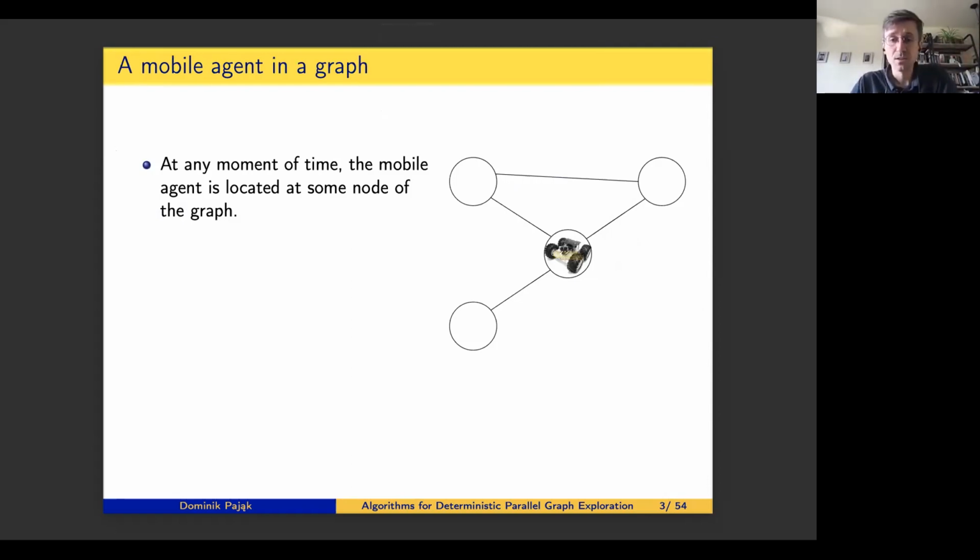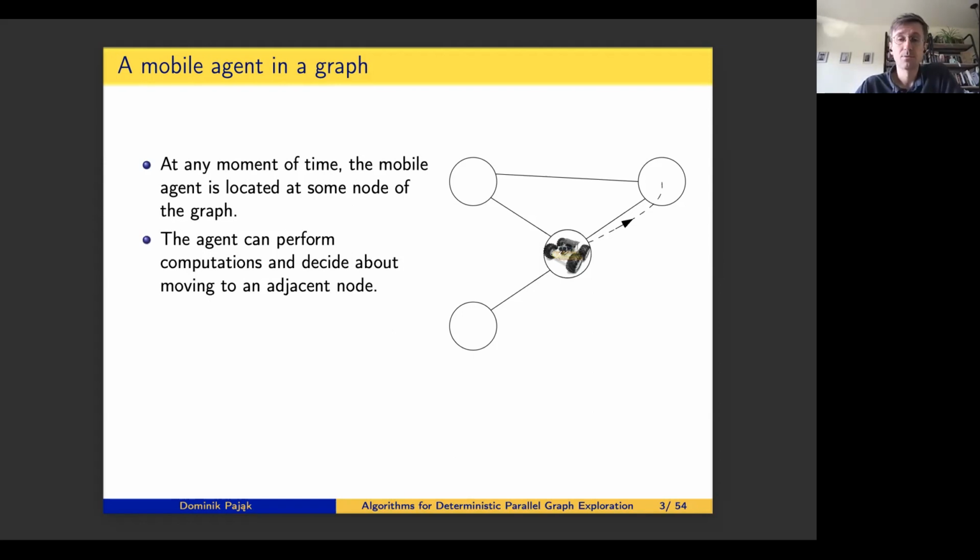We have an agent that is this little device that can visit the vertices of the graph, and at any, let's say, step of this algorithm, it is located at some node. It can perform some computation based on its local information, for example, the degree of the node or something else. And then it decides about its next move. So it can move to a neighbor of its current location.